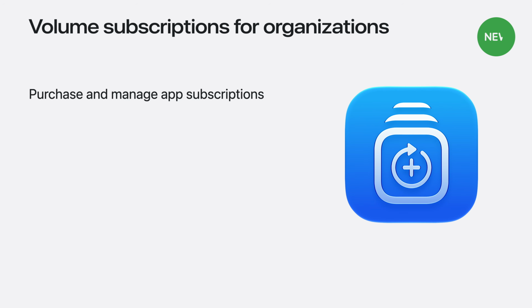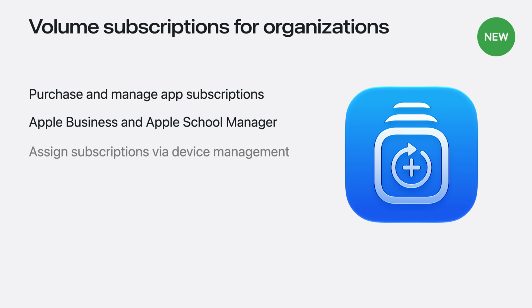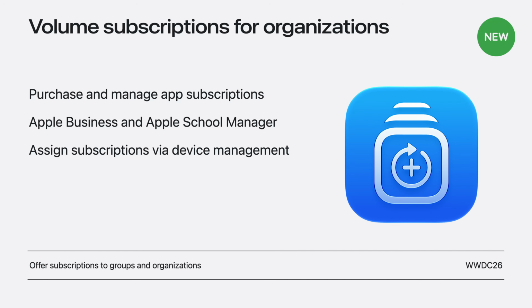There's also a new volume licensing mechanism for subscriptions in App Store apps. This allows IT administrators to purchase and manage app subscriptions. It'll be available later in Apple Business and Apple School Manager. You can use a device management service to assign app subscriptions using the same workflows that already exist for distributing apps at scale. Take a look at the Offer Subscriptions to Groups and Organizations video for all the details. These are exciting new features, and Apple Business and Apple School Manager will continue to evolve to meet the needs of IT teams everywhere.